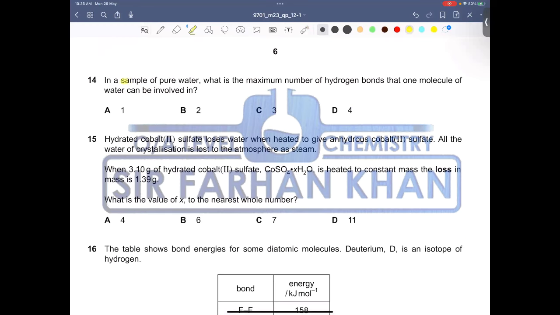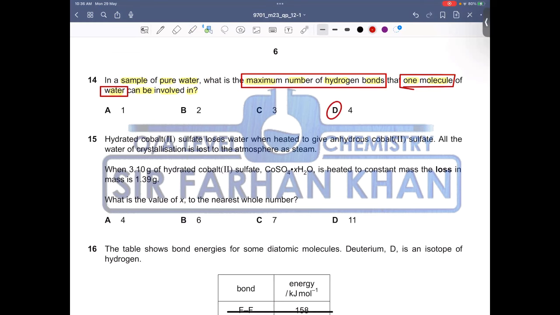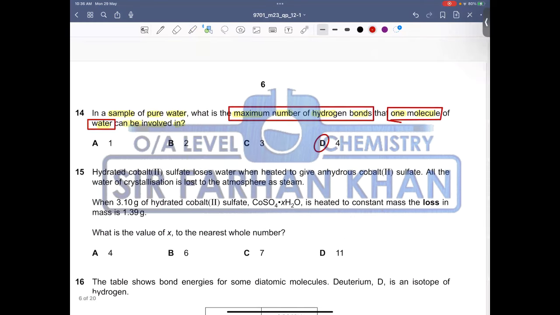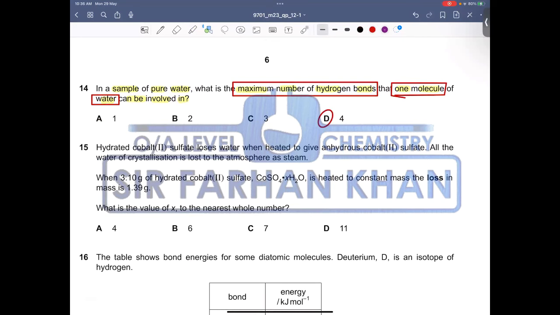Okay. In a sample of pure water, what is the maximum number of hydrogen bonds that one molecule of water can be involved in? So, first of all, there are two things here. Maximum number of hydrogen bonds by using one molecule of water. Okay. I think 4 is going to be the right answer. How come? Let's see.